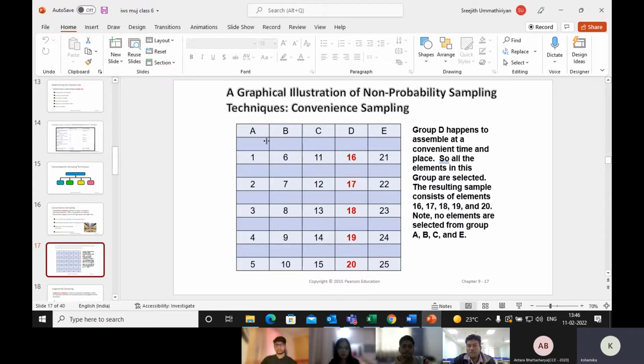So you have 5 groups, A, B, C, D, and E. 5 groups of people, and group D happens to assemble at a convenient time and place, at a place where you are. And therefore you choose the elements of group D, right? And you interview 16, 17, 18, 19, and 20, simply because they happen to be at a place where you are at the time that you want to conduct a survey. So that is an illustration of convenience sampling.